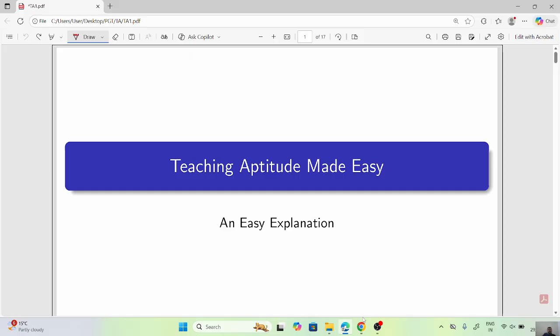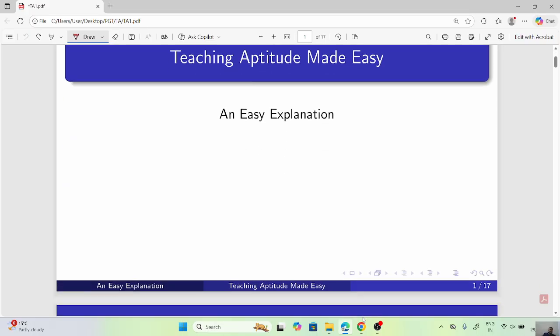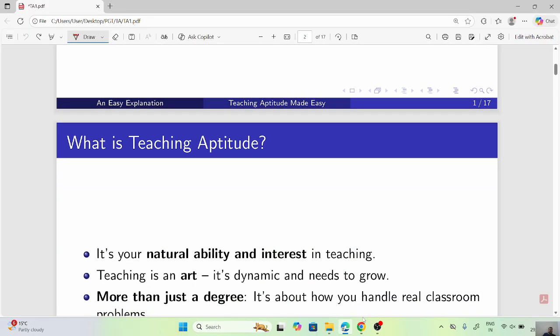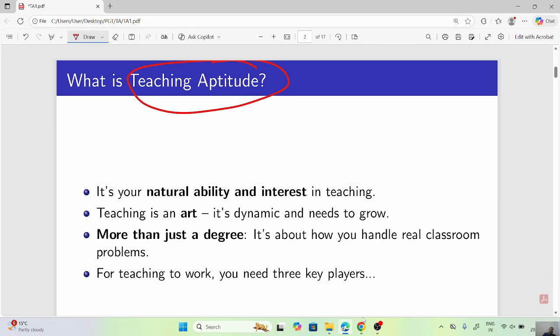Today I am here to discuss teaching aptitude in an easy way. So first of all, what is teaching aptitude? Teaching aptitude is nothing but your natural ability and interest in teaching. Okay, teaching is an art. It is dynamic and needs to grow, and it is more than just a degree. It is about how you handle real classroom situations and problems.